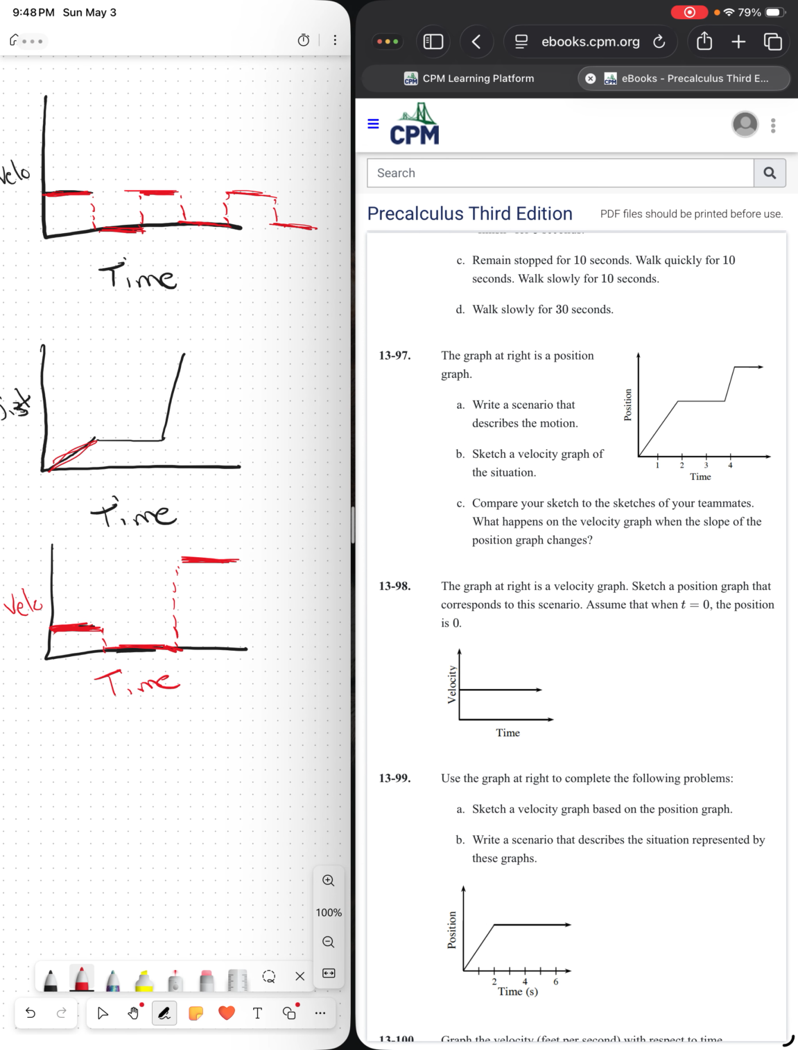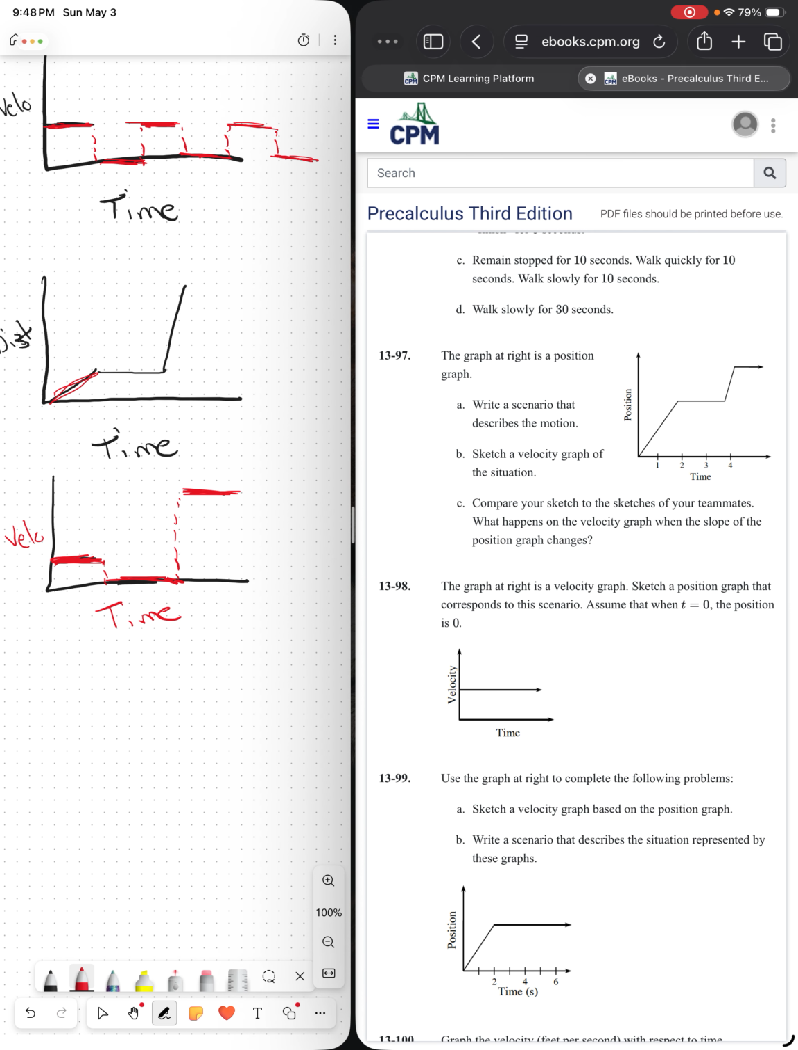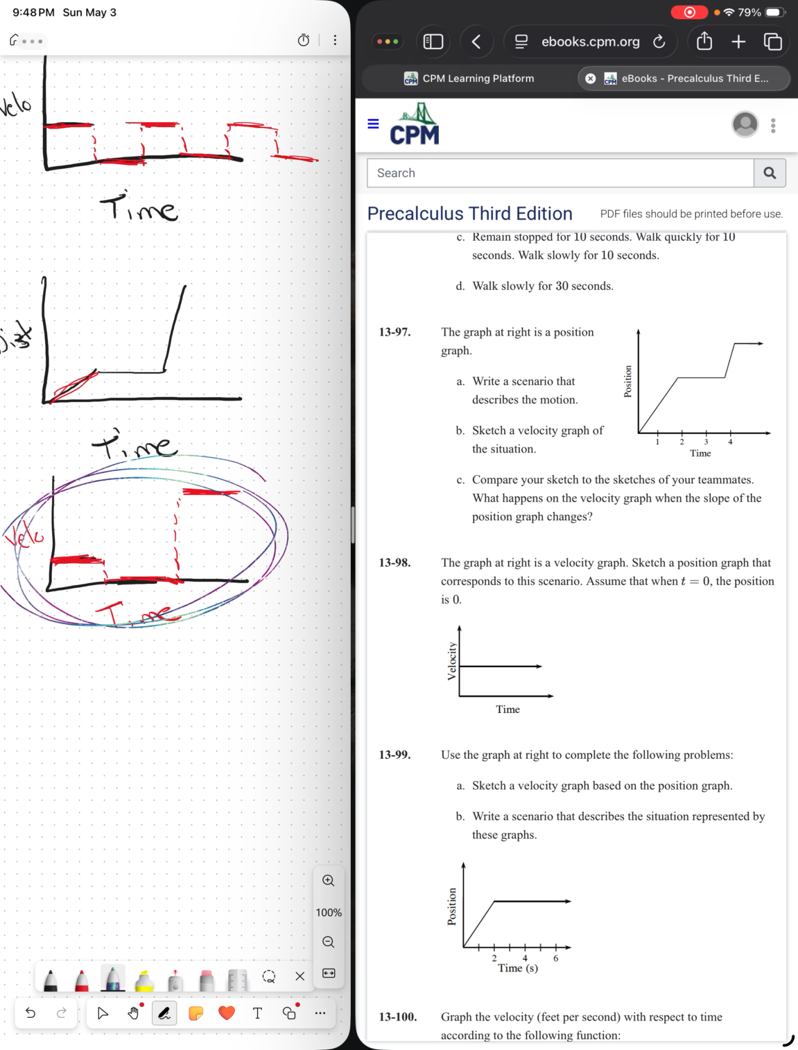So looking at 97 here, the graph at the right is a position graph. So write a scenario, some sort of, we're walking for 2 minutes, we rest for 2 minutes, we're walking again. So just having some sort of scenario, driving a car or anything like that. The velocity graph, again, would look similar to this one that we just did. You're going to have a certain velocity, a stop time, and then a little bit more increased velocity.